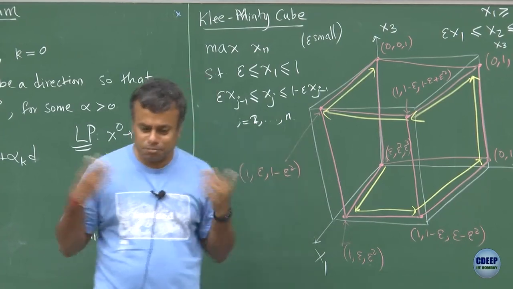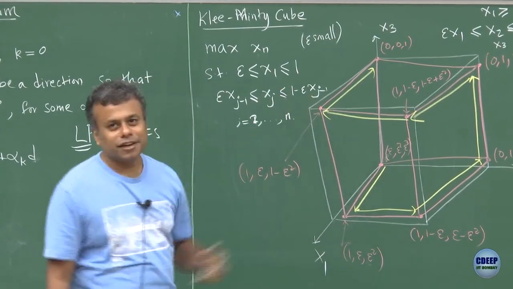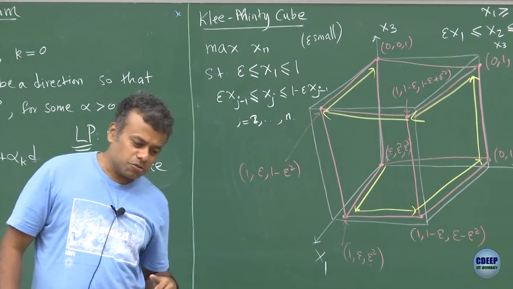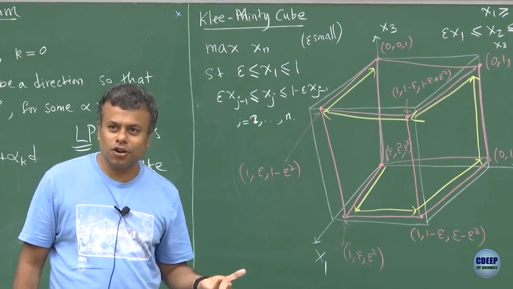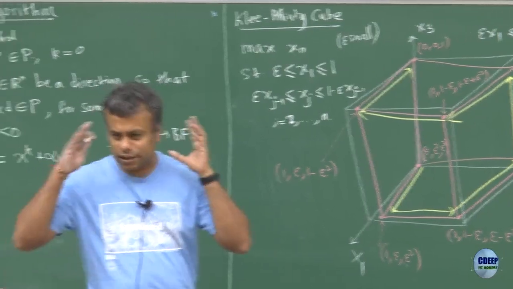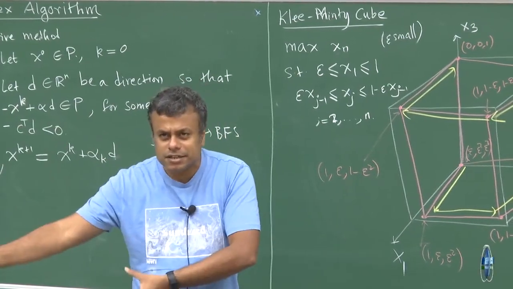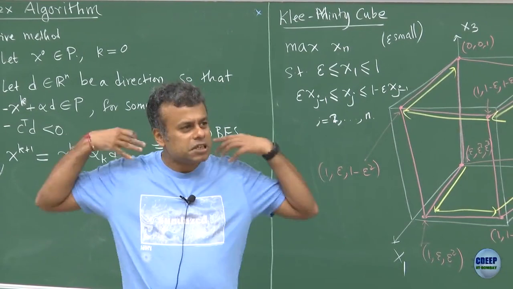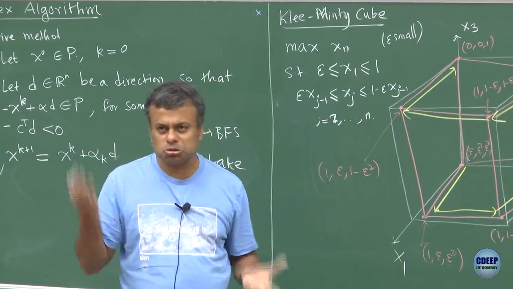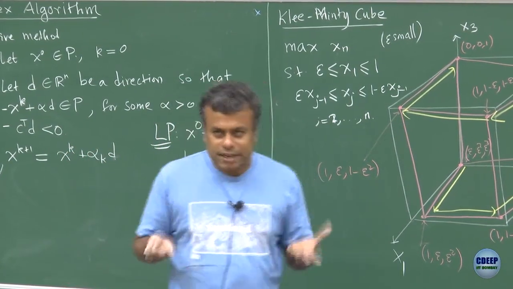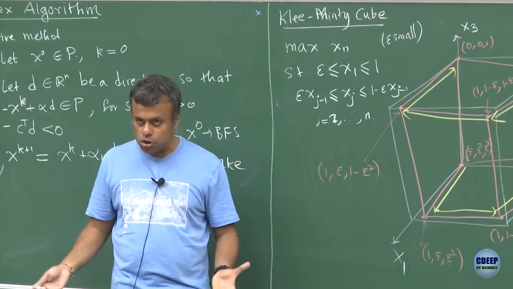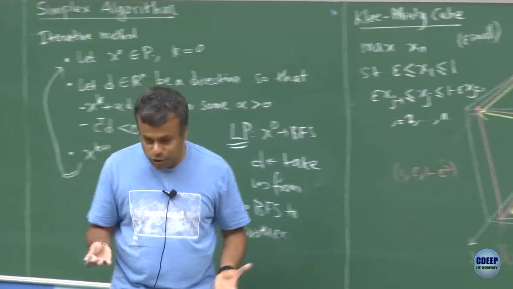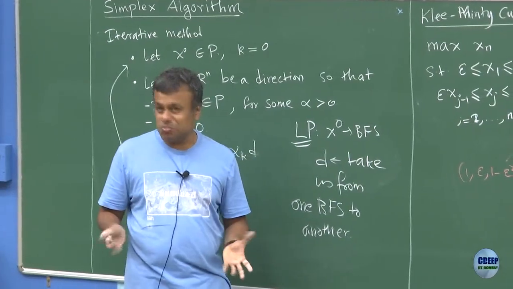That game people have been playing since the Klee-Minty example came. People have been saying, okay, here is a new way to select which direction along which I'm going. Then some people say, even if you do that, here is an example for which this doesn't work. So we still don't know. In general there could be multiple directions to go, and if you are asking which one is the best one to pick, we don't know.